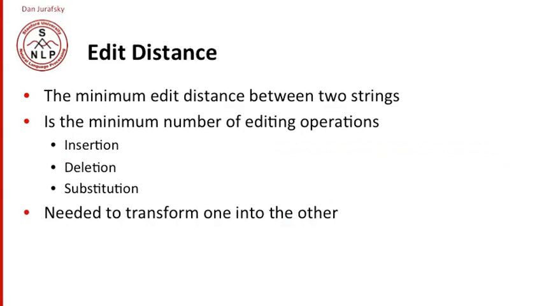So let's define edit distance. The minimum edit distance between two strings is the minimum number of editing operations, insertion, deletion, and substitution, that are needed to transform one into the other. And we generally use these three editing operations, insertion, deletion, and substitution. You can imagine more complicated transpositions and long distance movements, but we tend to avoid those.